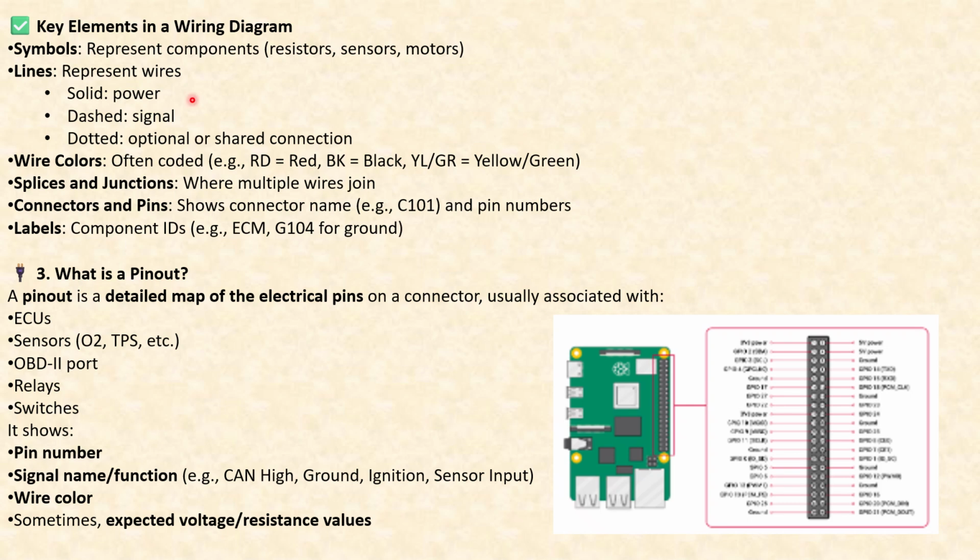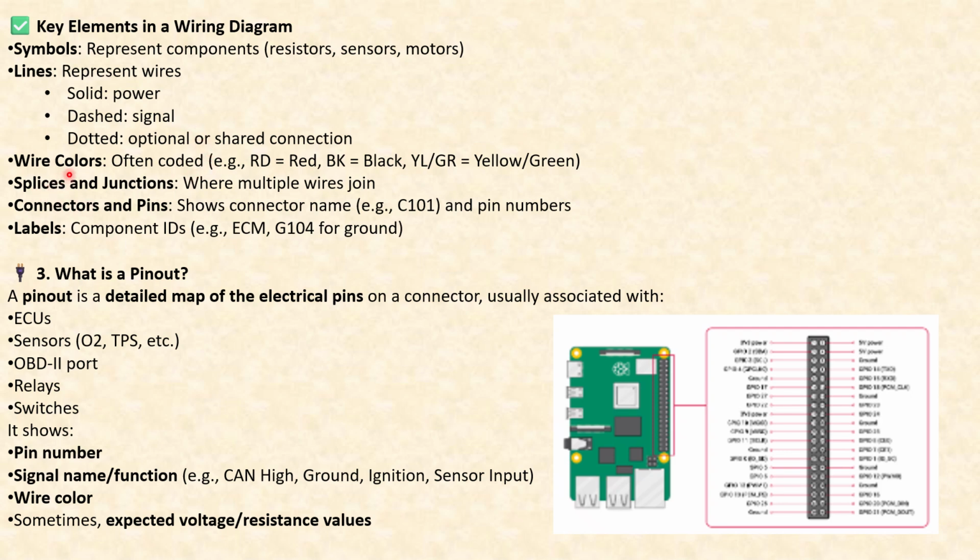encompass. Now coming to the key elements in the wiring diagram: symbols represent components like resistors, sensors and motors, and lines represent the wires. Within the wires, solid represents power, dashed represents signal, dotted represents operational or shared connection. Now, I'm sure anybody with basic electrical engineering knowledge knows all these things, but for somebody learning this course for the first time, all this information is extremely important.